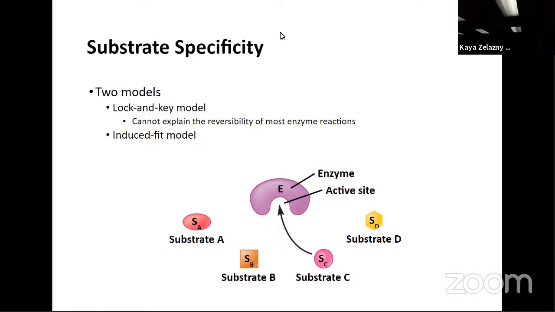The induced fit model basically says that when our substrate binds onto the enzyme, we're going to have a little bit of a shape change. Induce means to produce or instigate, something like that. That's what an induced fit is. So we're basically saying that we kind of force things to fit and that it's not quite as specific as a lock and key. It's a little more general. It could bind a couple of different things.